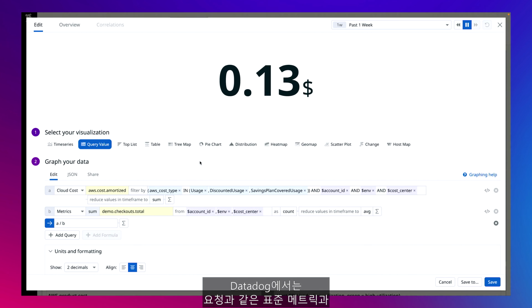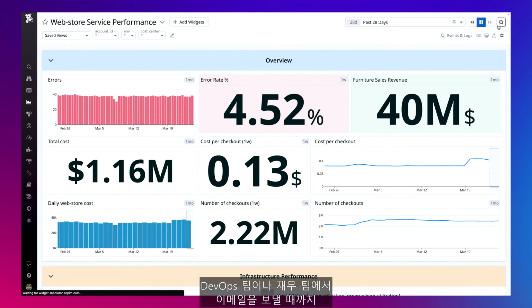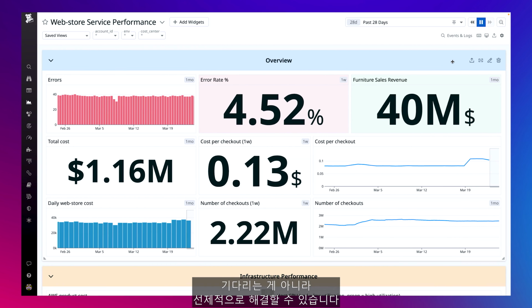Datadog lets you calculate unit costs using any standard metric like requests or custom metric like the number of checkouts. Visualizing this cost data here, scoped to the services this team manages, facilitates a fundamental shift. The web store team can notice changes like these on their own and address them proactively instead of waiting for an email to come in from our DevOps team or finance.